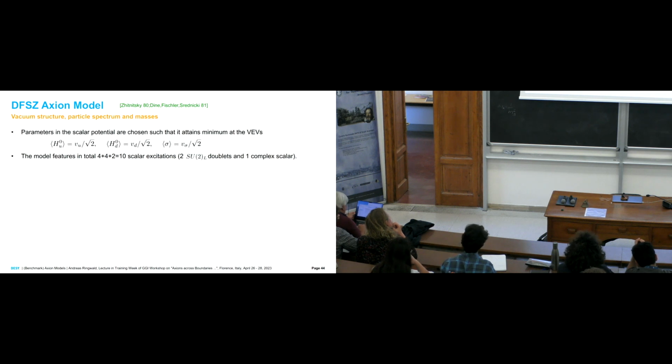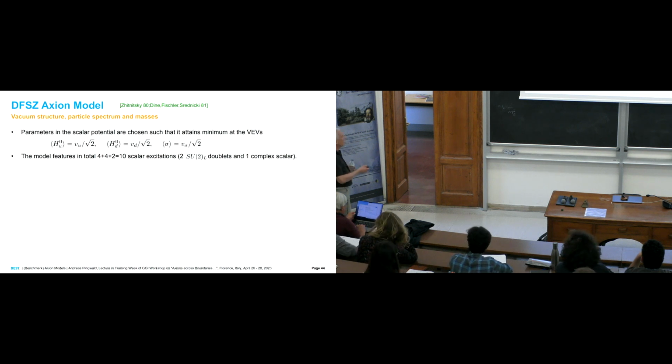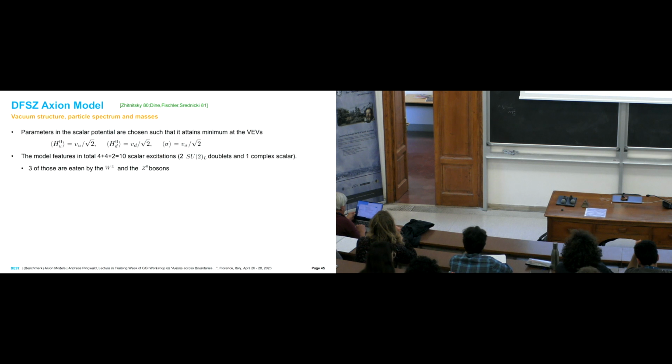Now, this model features in total 4 plus 4 plus 2 equals 10 excitations. The 4 plus 4 is because there are 2 SU(2) left doublets, which are complex, and the 2 is because it's one complex scalar. But they are of course not all physical after the symmetry breaking. 3 of those 10 are eaten by the W plus minus and by the Z bosons. But the remaining 7 are left in the spectrum.